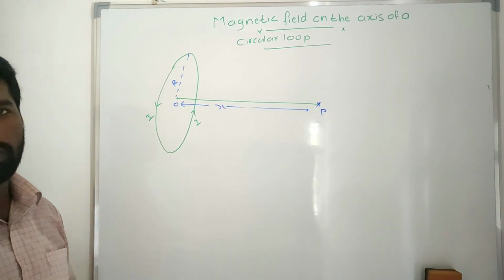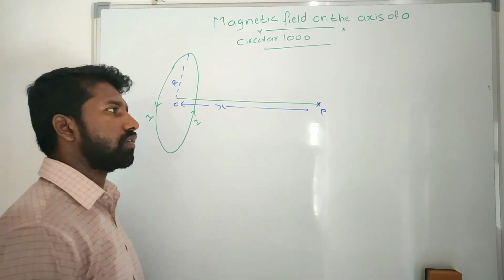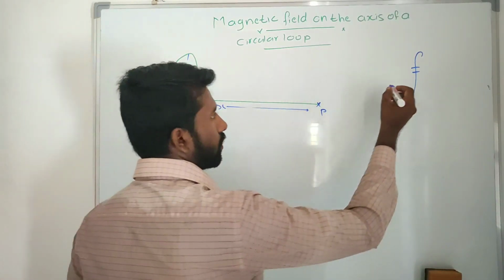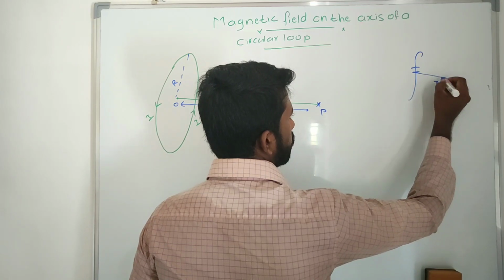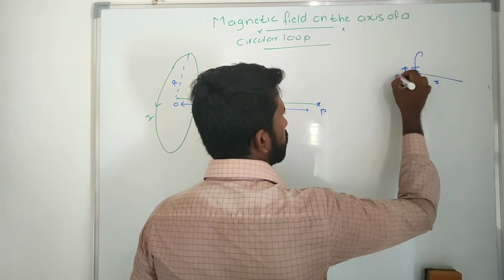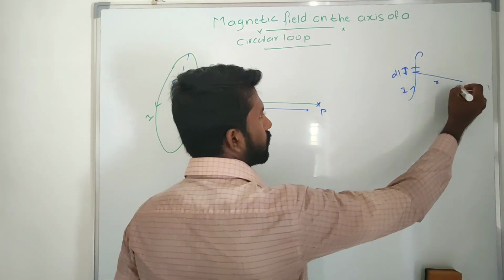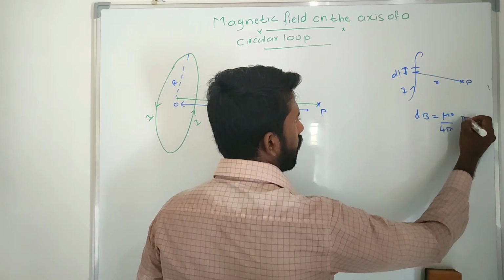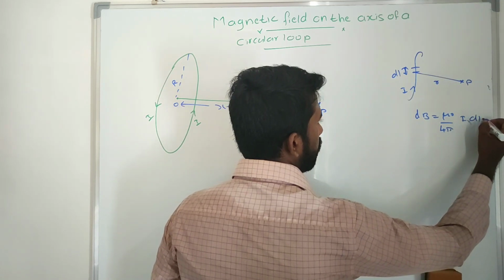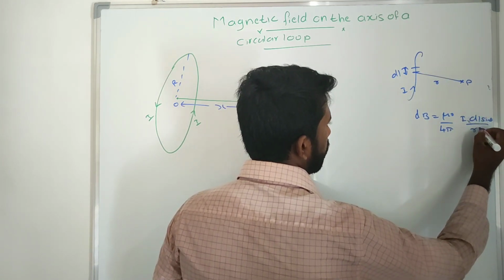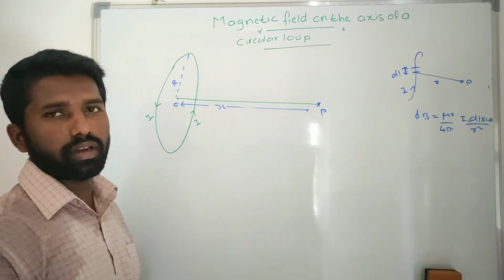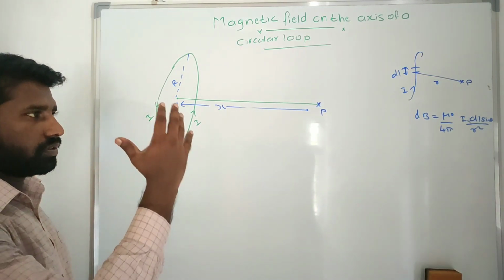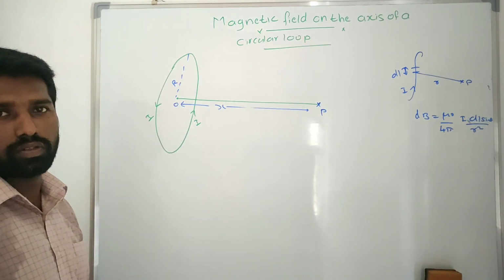We find this by using the Biot-Savart law. What is the Biot-Savart law? The magnetic field due to a small current element, at distance r from the current element, is dB equal to mu 0 divided by 4 pi, i dl sin theta divided by r square. How do we find the direction of dB? The dB direction can be found by using the right hand rule. So I am applying this principle to find the magnetic field at the point P.